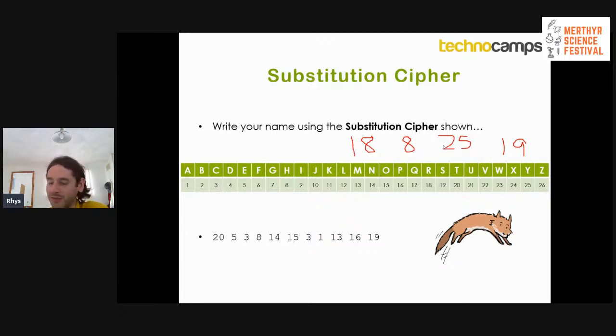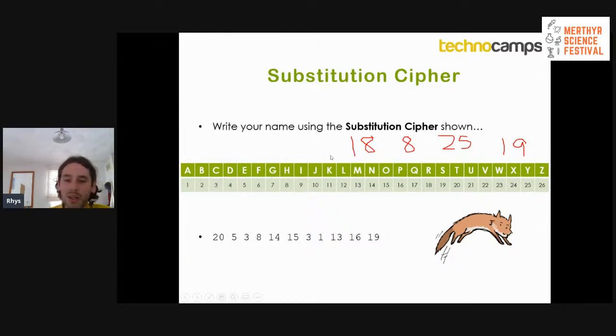25, 3, 8, 14, 15, 3, 1, 13, 16, 19. Nice, Claire and Daisy, says Techno Camps World. So hopefully you can see that we're taking the number 20, we're finding it in the bottom row, and then we're finding the corresponding letter, which is the T, then the 5 is the E, and so on. Diolch, David. Okay, nice work.